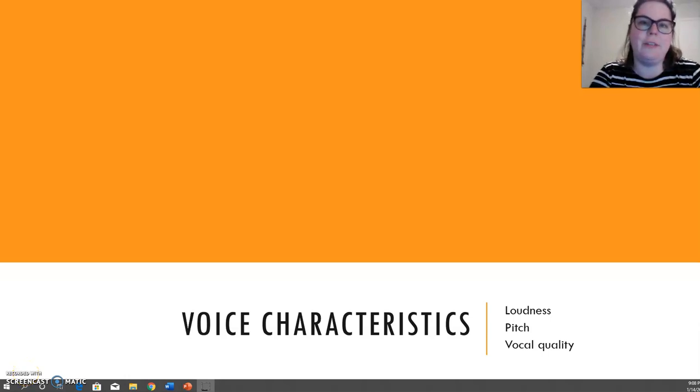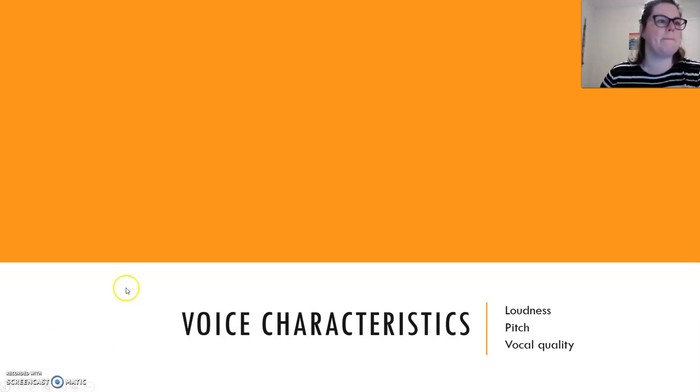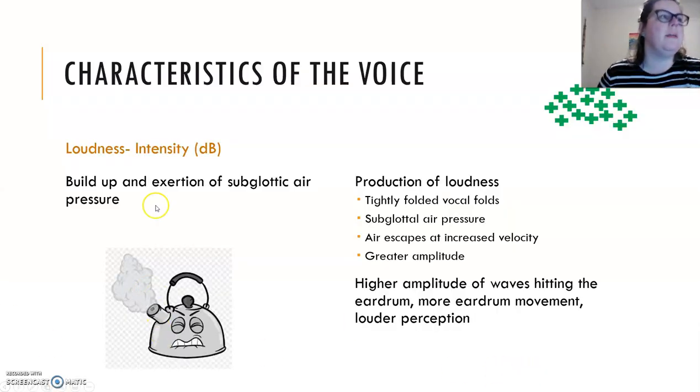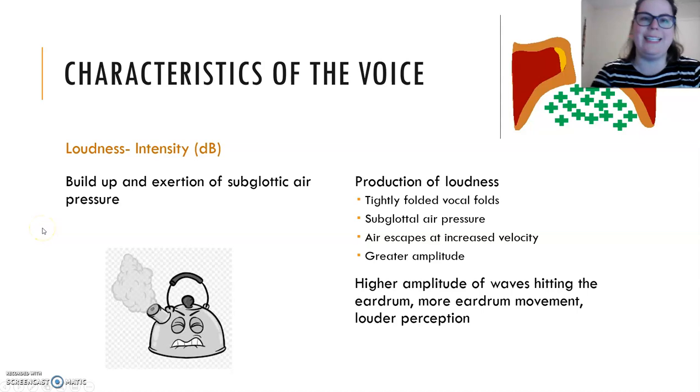Figured out how the voice is produced, let's talk about how we can change the vocal characteristics. When we discuss voice, we're really discussing how loud the voice is, the pitch of the voice, and the quality of the voice. So when we talk about loudness or intensity, loudness is the perceptual measure of intensity. So if we're talking at this volume versus this volume, we can change our loudness without changing our pitch.